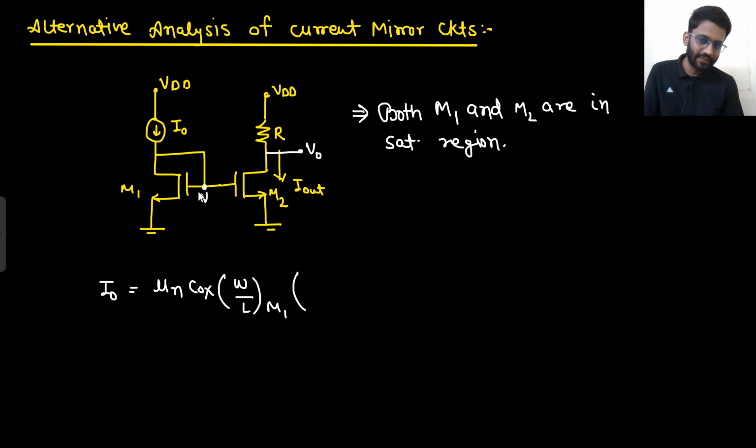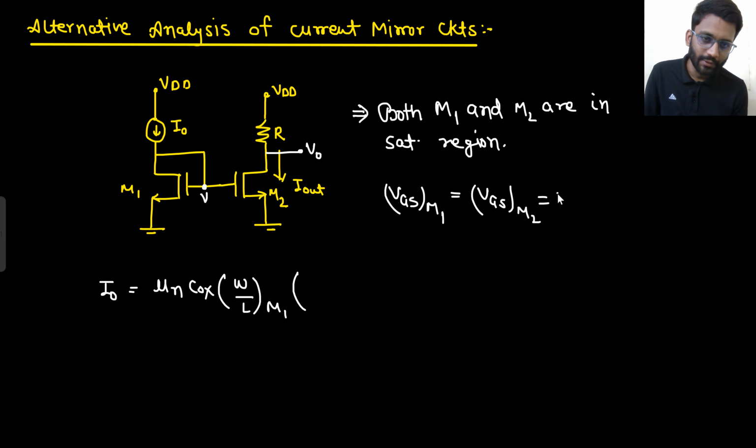Both have the same VGS. This has VGS equals V. Here also VGS equals V. So VGS of M1 should be equal to VGS of M2. That is equal to V. Say yes or no, right? Mu n Cox W by L, VGS minus VT whole square.